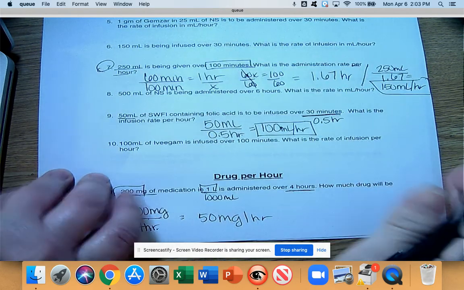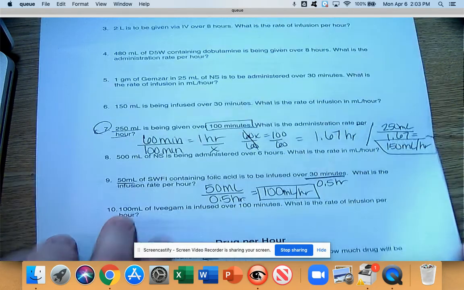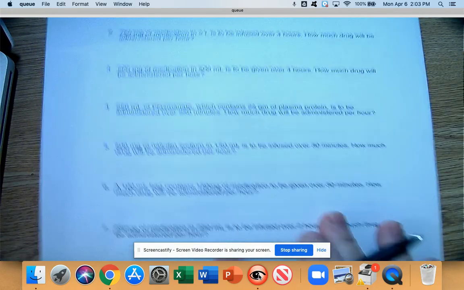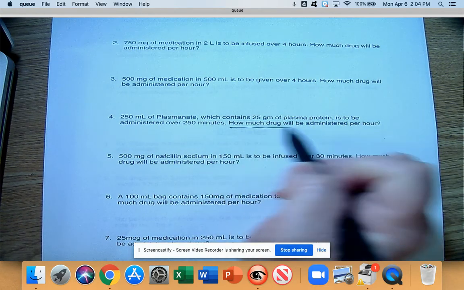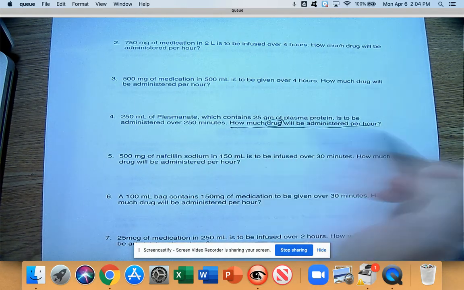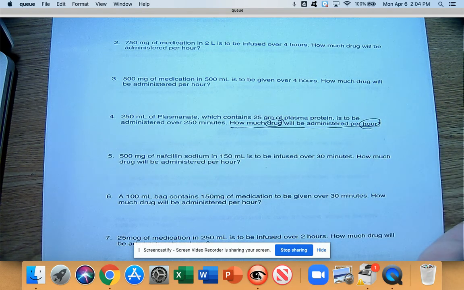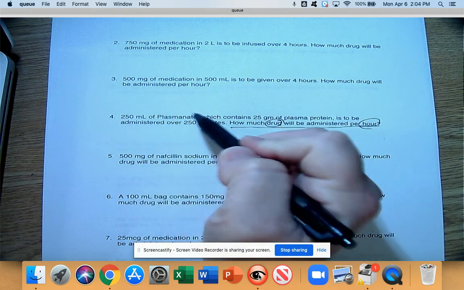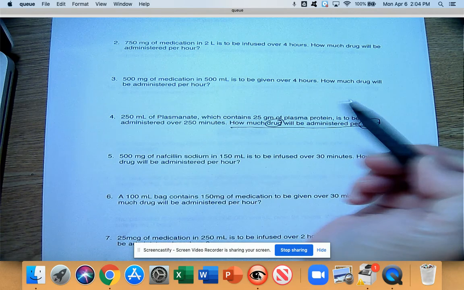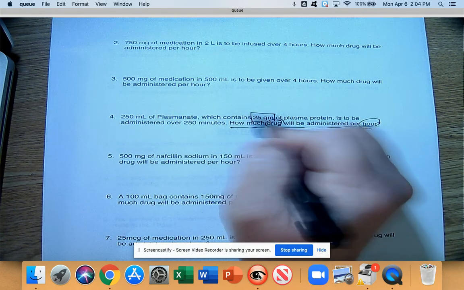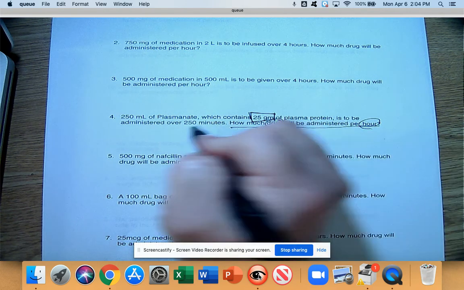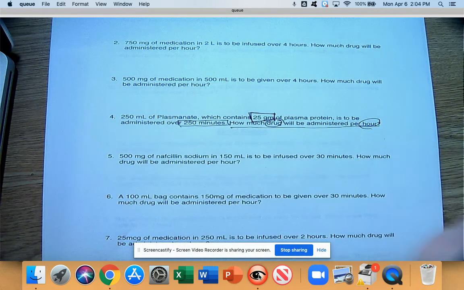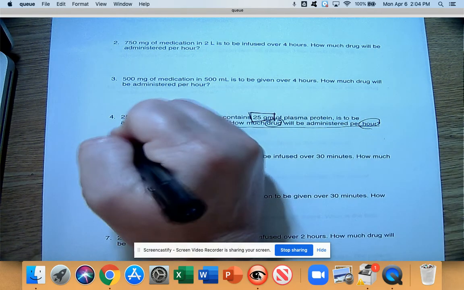Let's work another one of those. Let's look down to number 4. Again, if you look at the question first, how much drug will be administered per hour? So I'm looking for drug and I'm looking for hour to find those answers. I have 250 mils of plasmate. That's my volume. It contains 25 grams of drug. So this is going to be one piece that I need. It's going to be administered over 250 minutes. So remember, we're doing drug per hour.